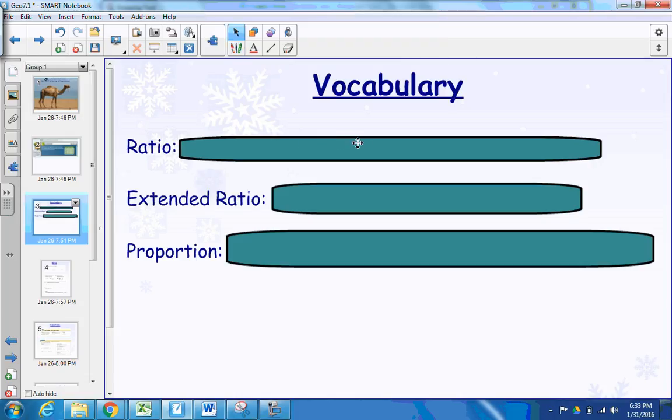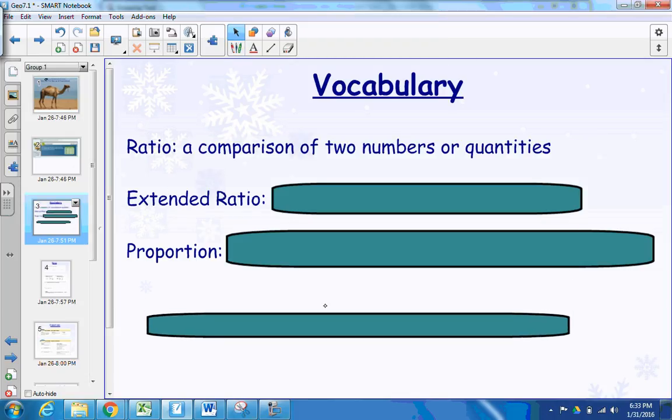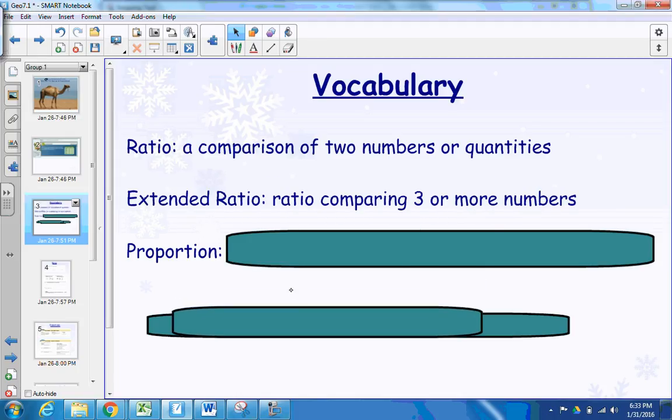First one, what is a ratio? Well, a ratio is a comparison of two numbers or quantities. It's as simple as that, just comparing two numbers or quantities. And we'll talk about the different ways you can see a ratio written. An extended ratio is a ratio comparing three or more numbers. So instead of having A to B, you could have the ratio of A to B to C. And there are some instances where that would take place.